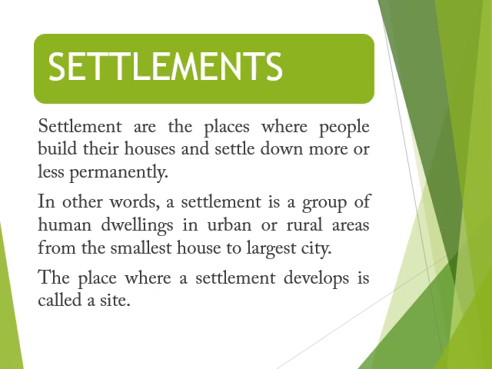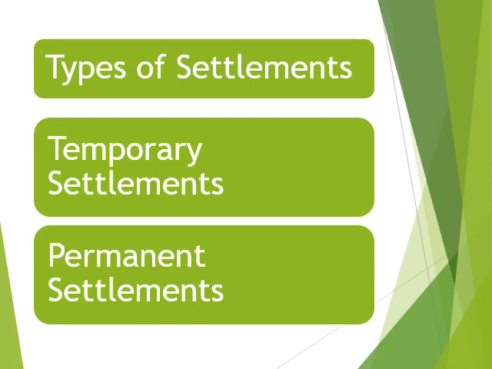It depends on people how they do their settlement for staying, whether in a permanent way or in a temporary way. The place where a settlement develops is called a site. Commonly, there are two types of settlement, that is temporary settlements and permanent settlements. Temporary settlements are for a limited time, but the permanent settlements are for a long time. In short, we can say.